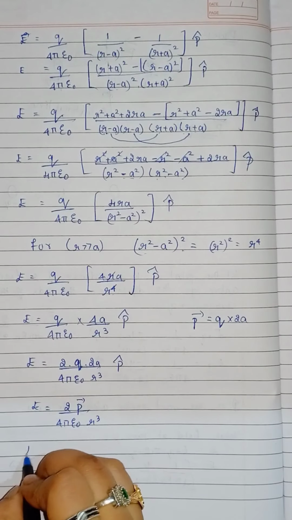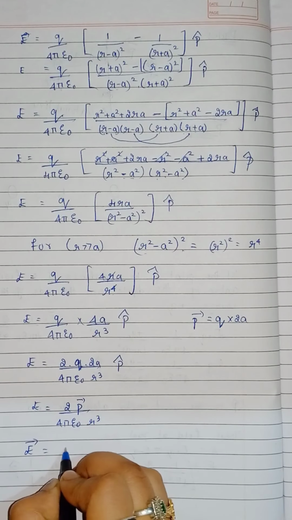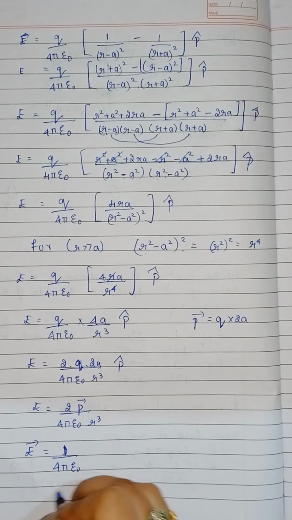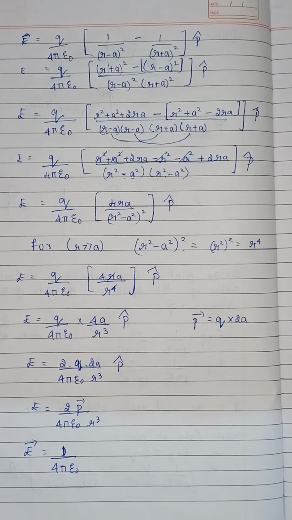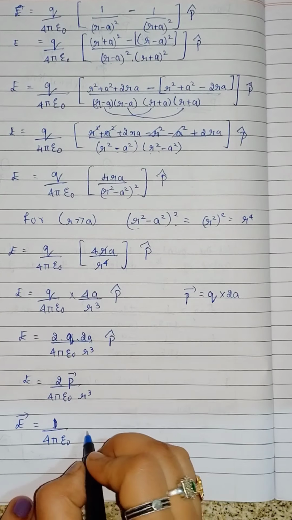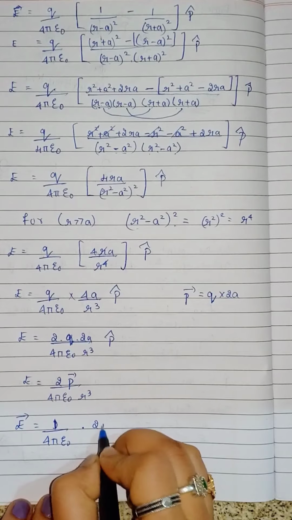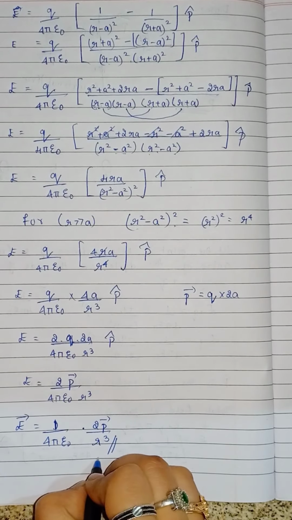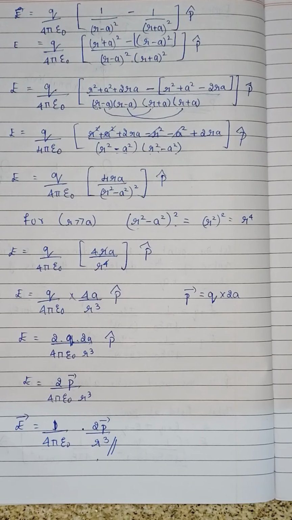And in vector form, if we have to write, E is equal to 1 by 4 pi epsilon naught. So 1 by 4 pi epsilon naught is a constant k. Okay, we'll just write it separately, and we don't want to cancel 2 and all. Okay, into 2p by r cube. This is the final equation of the electric field due to a dipole at an axial point.